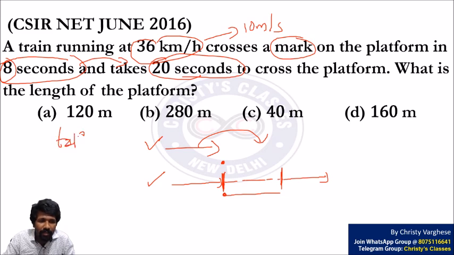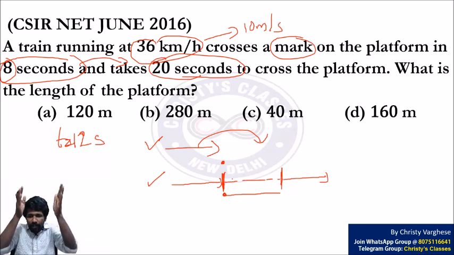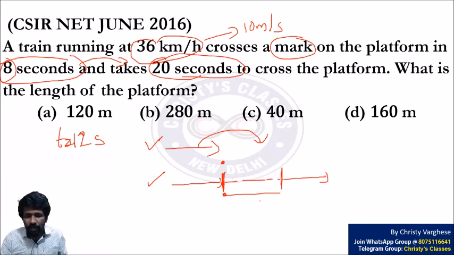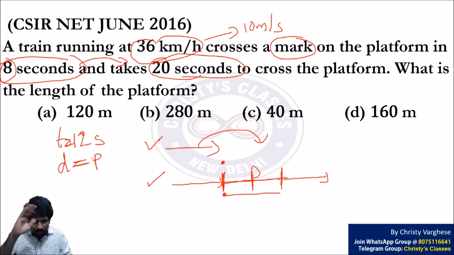That 12 seconds is the time to cross the length of the platform only. Forget about the length of the train. The length of the platform is our required unknown P. That means in 12 seconds the distance covered is P, not X, because X was there in both the scenarios. Here the distance covered is only P, and the time taken is also given. Speed we also know, the platform is still not moving. Speed is 10 meter per second after conversion.